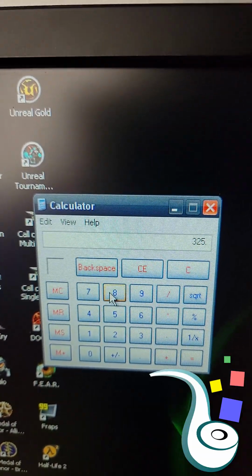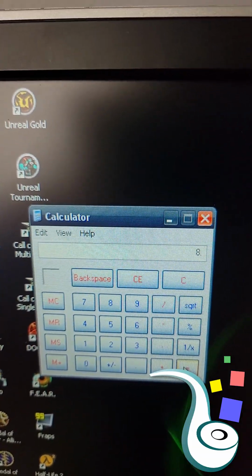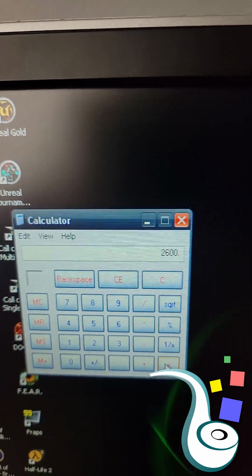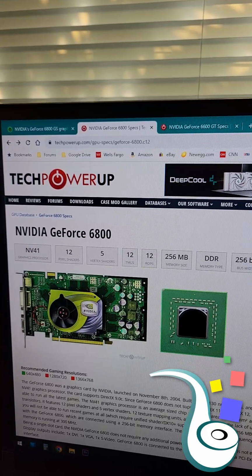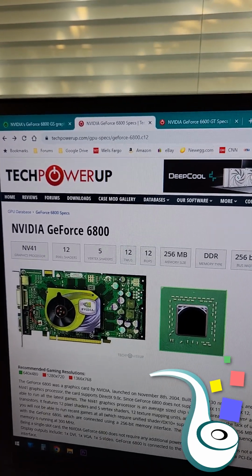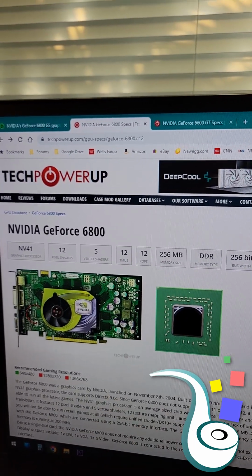At 325 MHz times 8 ROPs, you should be getting a fill rate of 2600 megapixels per second, and if you run a fill rate tester, you get almost exactly that amount. Unfortunately, sources like TechPowerUp and by extension GPU-Z get this spec wrong because they don't actually test the hardware to verify the accuracy.